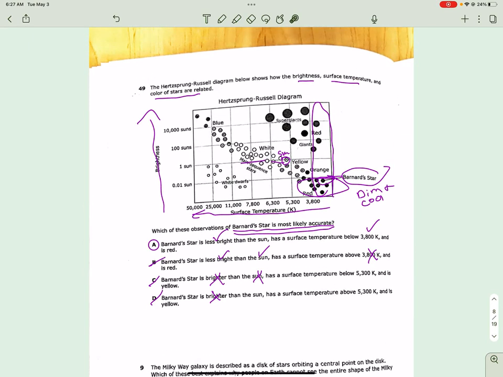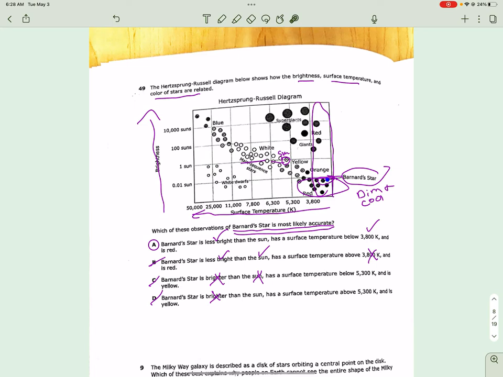For 49, the Hertzsprung-Russell diagram below shows how the brightness, surface temperature, and color of stars are related. Okay. So then we have the brightness going from bottom to top, surface temperature from right to left, and the color of the star. Here we have the white dwarfs, yellow from the main sequence. There's different colors, and then we have the red giants and then the red supergiants. Which of these observations of Barnard's star is most likely accurate? Here we have Barnard's star right here.